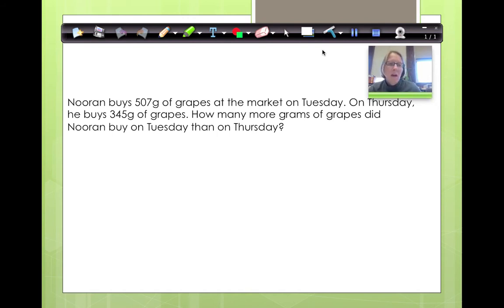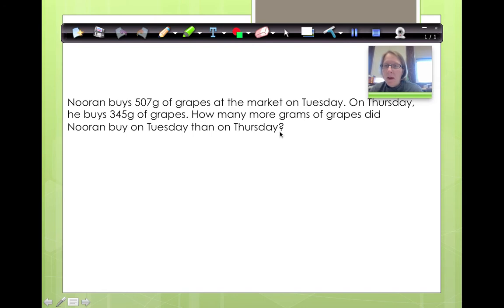Okay, this is about Newran. Newran buys 507 grams of grapes at the market on Tuesday. On Thursday, he buys 349 grams of grapes. How many more grams of grapes did Newran buy on Tuesday than he did on Thursday?